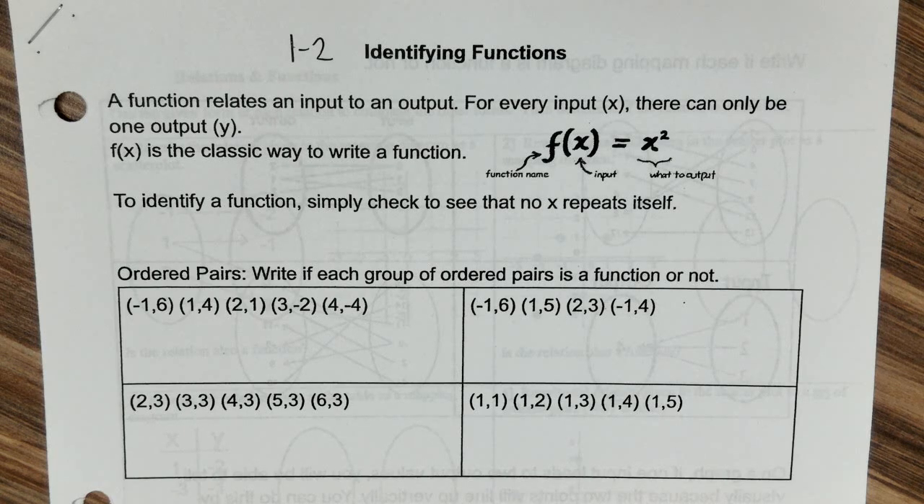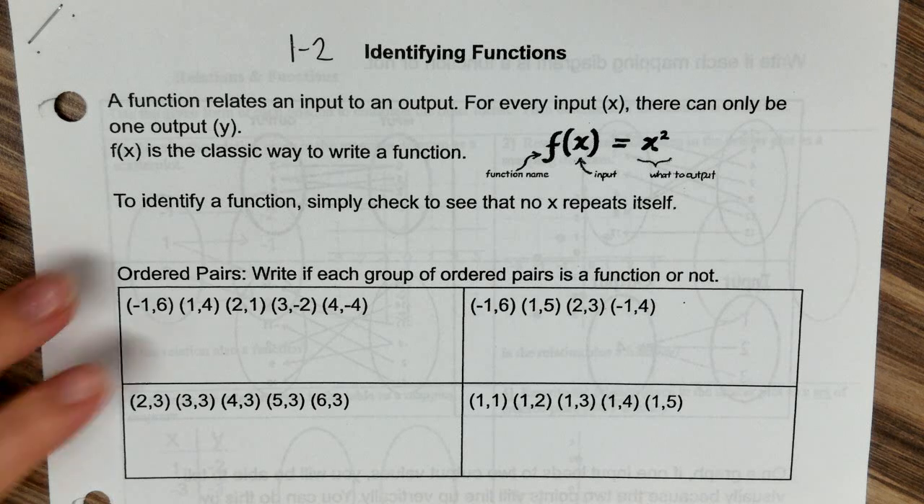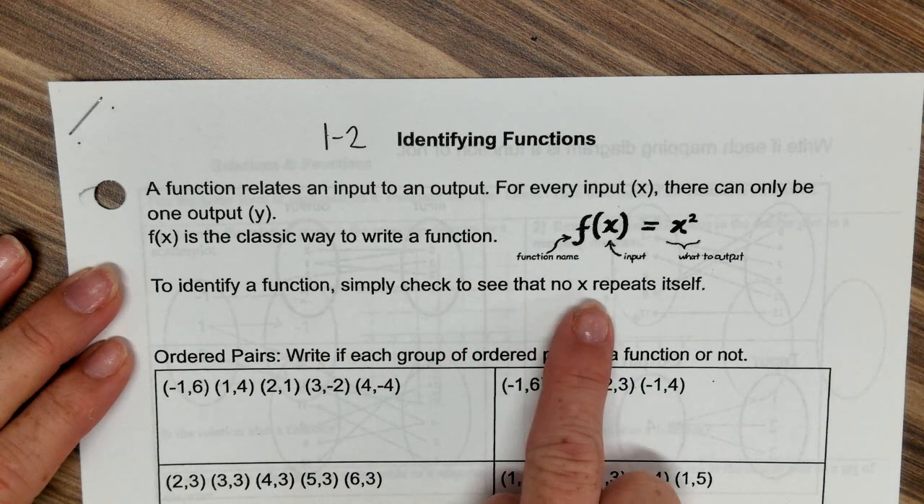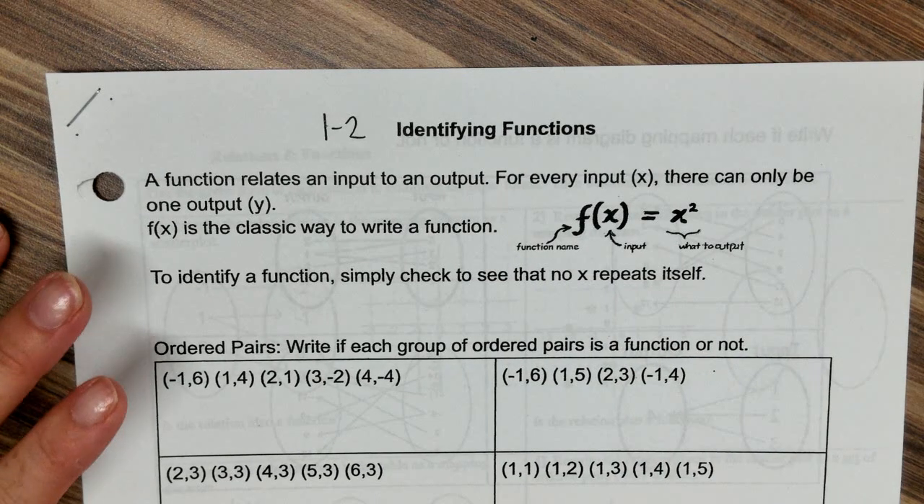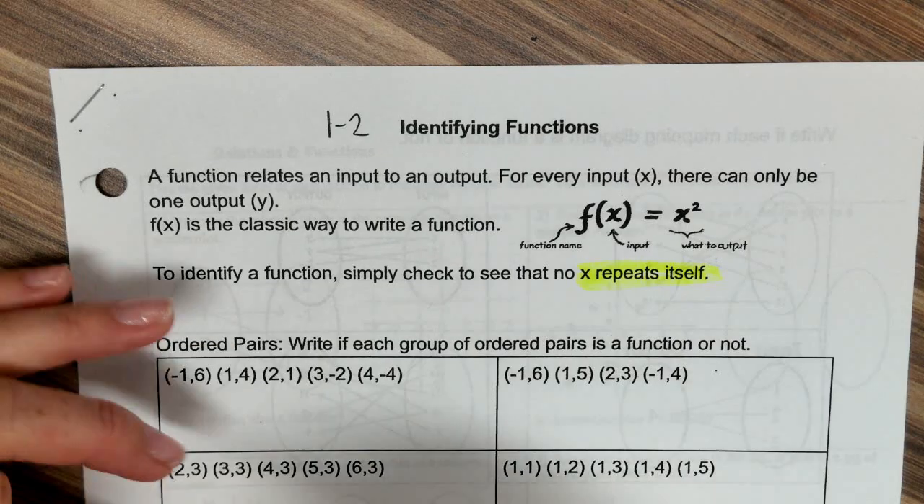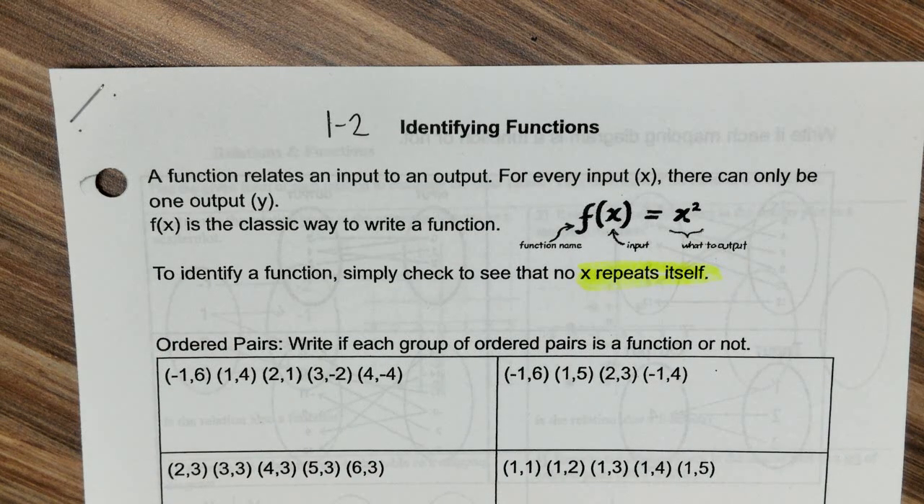Okay, again, what are we only caring about when we're identifying a function, the x's or the y's? The x's. The x's cannot repeat. So I want you to write that, or I wrote it right here. To identify a function, simply check to see that no x repeats itself. So either circle that or highlight it. All you care about is that the x's do not repeat. The y's can repeat as much as they want to. The x's cannot.